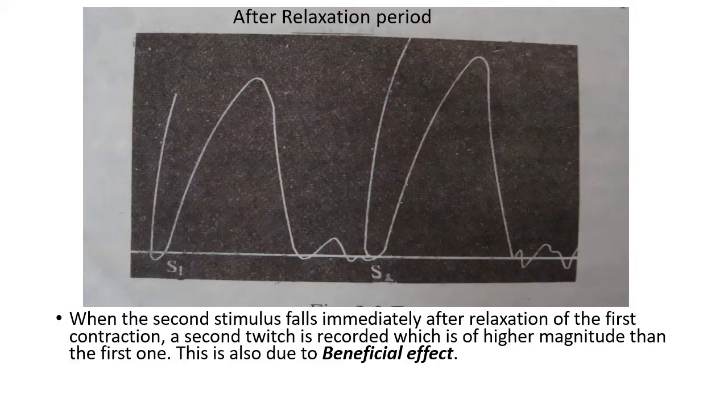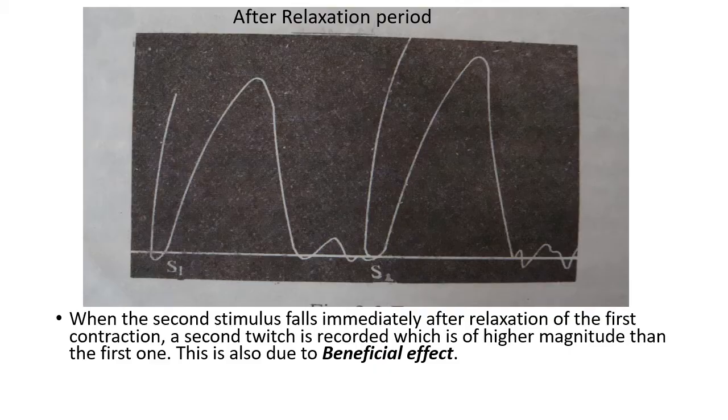Now the next graph, which shows the effect of two successive stimuli on muscle contraction when the second stimulus is given after relaxation of the first stimulus. Immediately after relaxation, what happens? Read it. When the second stimulus falls immediately after relaxation of the first contraction, a second twitch is recorded which is of higher magnitude than the first one. This is also due to beneficial effect. So you can see it here in the graph.